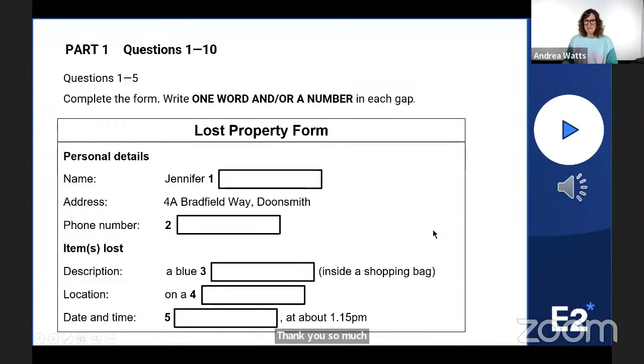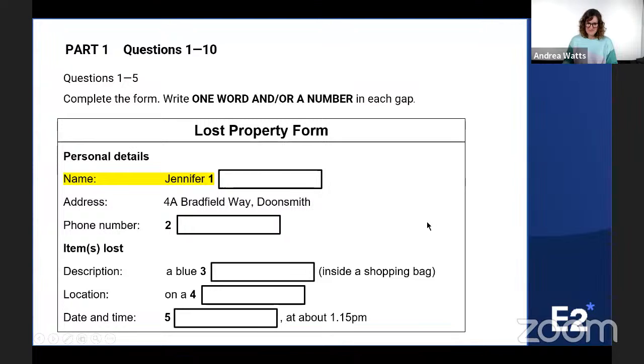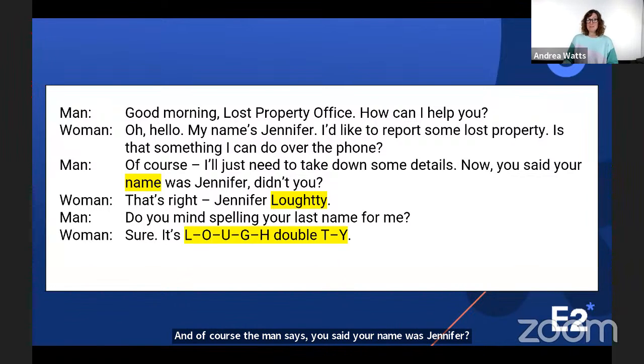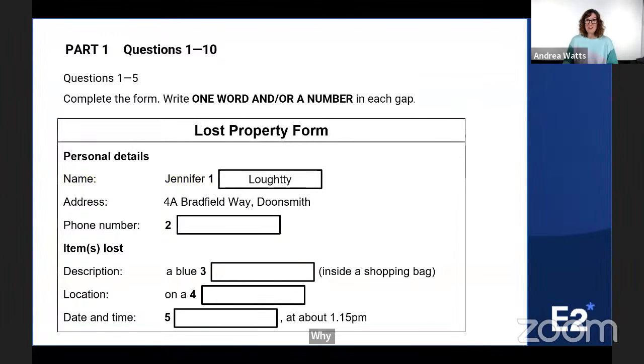All right, I've been watching all the answers coming through, and I have to say, you guys are doing a really good job. Let's have a look. So we were listening out for the name, Jennifer someone. And of course, the man says, you said your name was Jennifer. She says, that's right, Jennifer Lawty. And she spells it for us. Loughty.